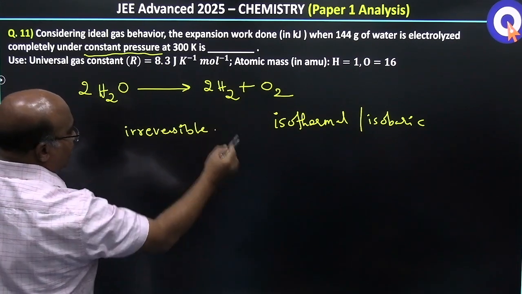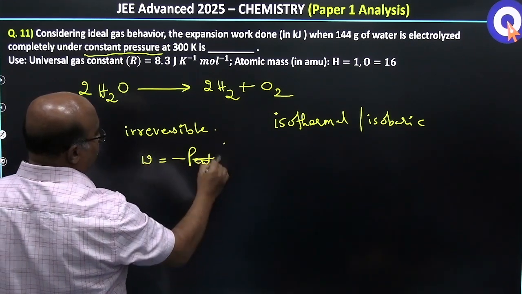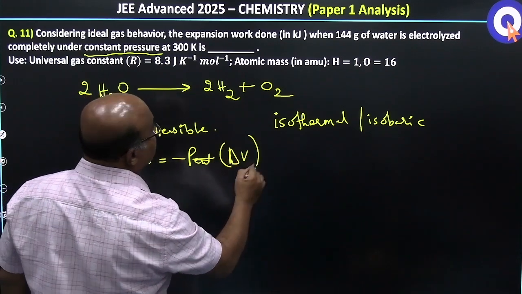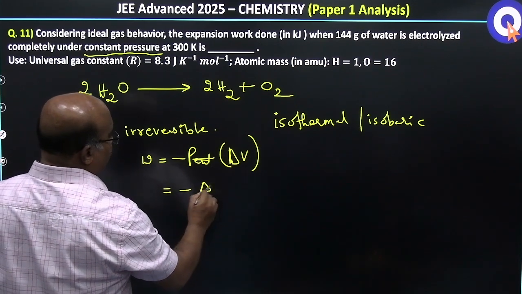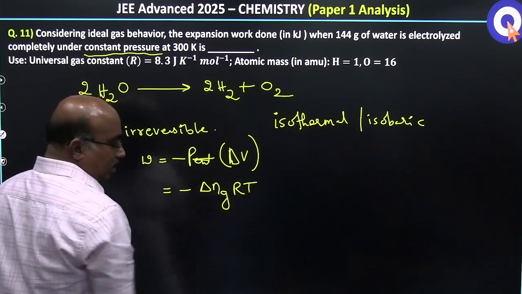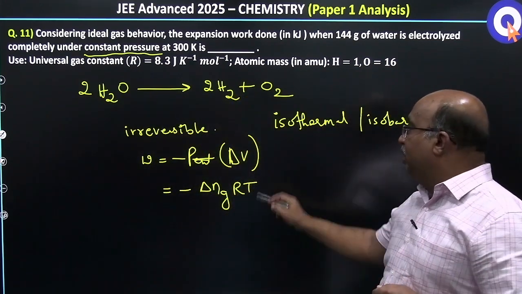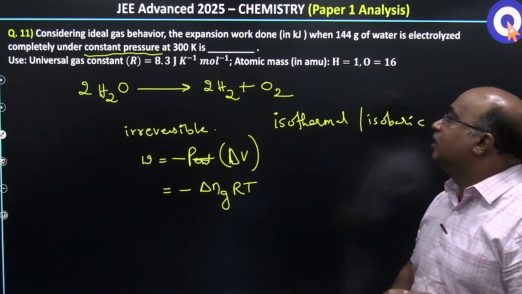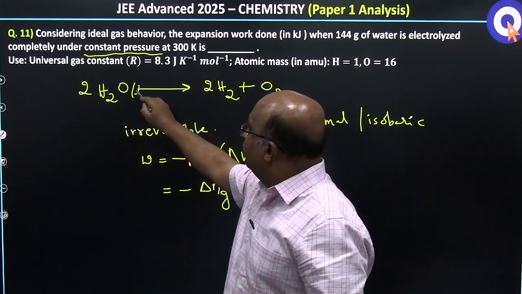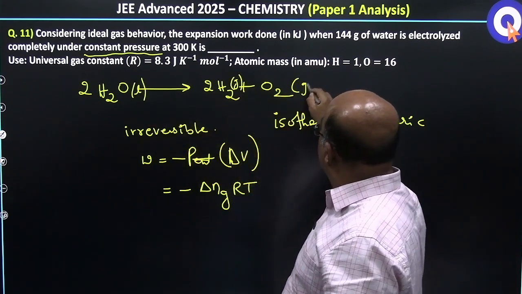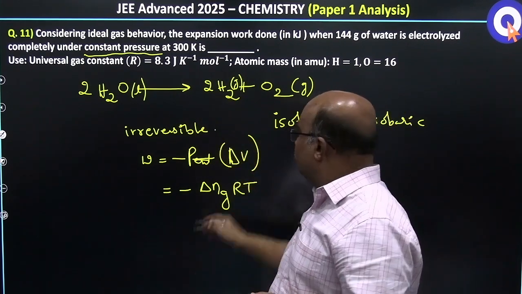So for an irreversible process, work done is equal to minus P external into delta V. But instead of doing that, you can write P delta V as delta n_g RT, because as per the ideal gas equation PV is equal to nRT. P delta V is nothing but delta n_g RT in this case, because temperature is the same. Water is liquid, hydrogen is a gas, and oxygen is also a gas.